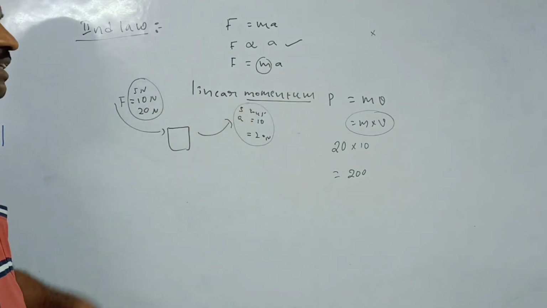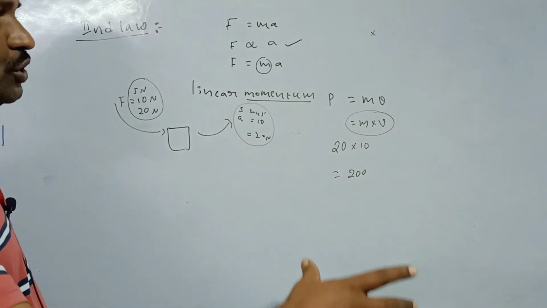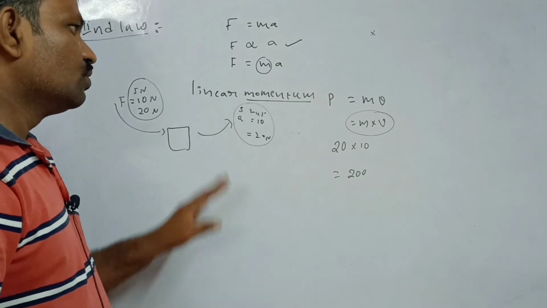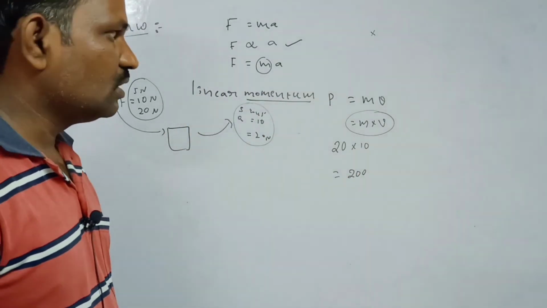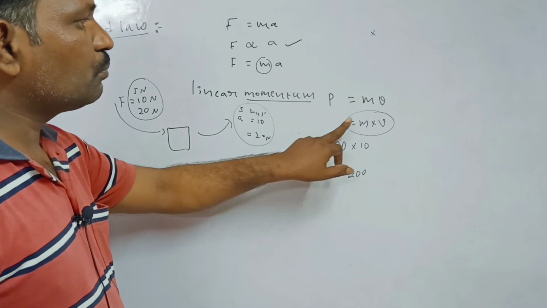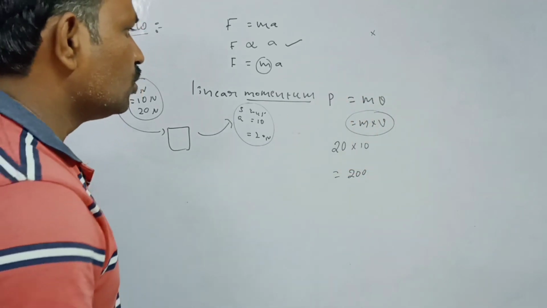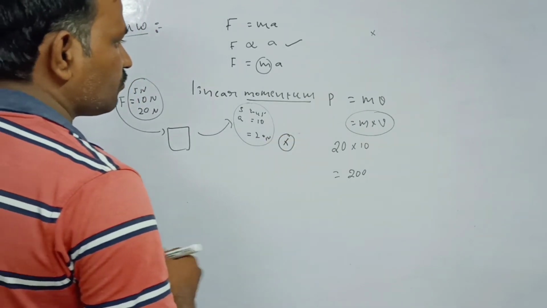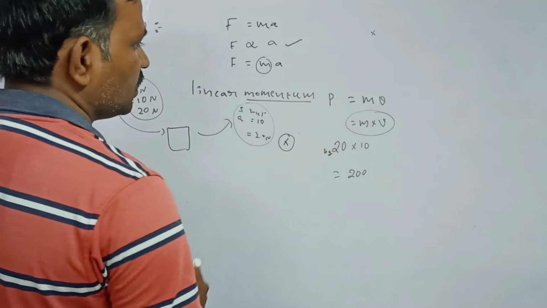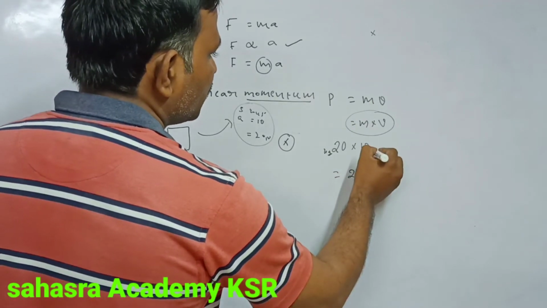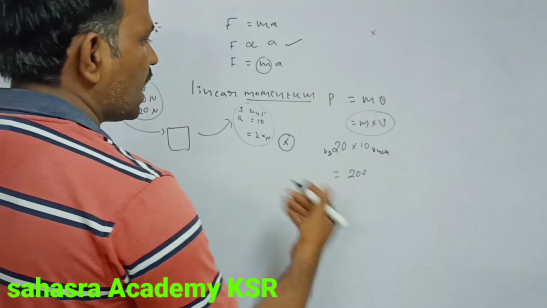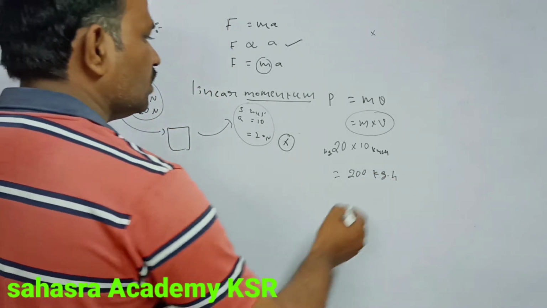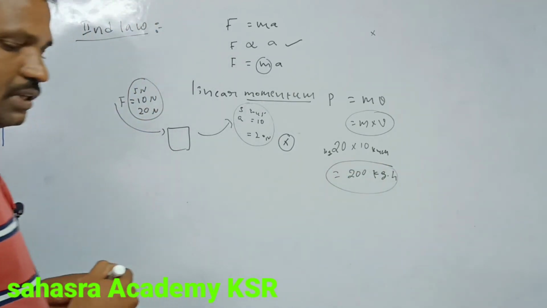Okay, so what is linear momentum? When mass is in motion, we can say that that object is having momentum. So linear momentum P is equal to mv. Momentum P is nothing but the product of mass and velocity. To understand linear momentum clearly, person X has 20 kg of mass and he is running at 10 km per hour. Then he has 200 kg per hour momentum. Okay, so this is about linear momentum.